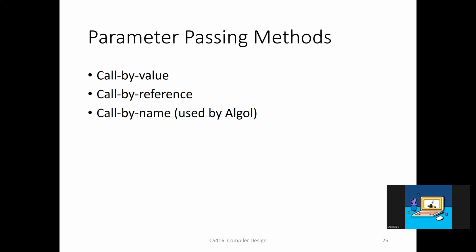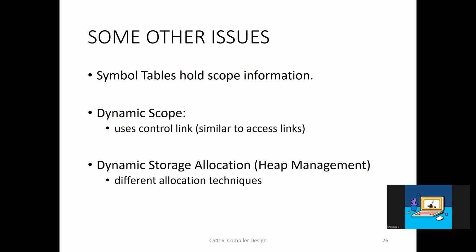The parameter passing methods are call by value, call by reference, and call by name. The symbol table holds the scope information. Dynamic scope uses the control link, similar to the access link. In dynamic storage allocation, heap management allocates and deallocates program memory, depending on the dynamic runtime.